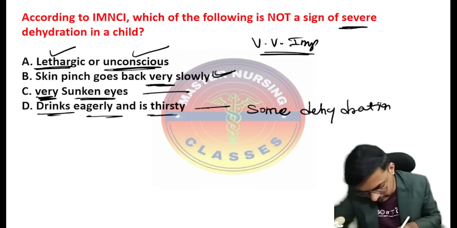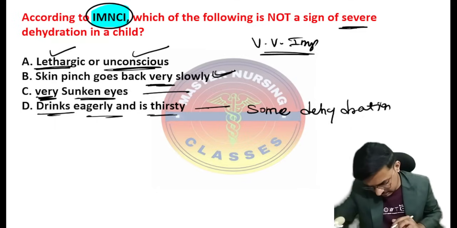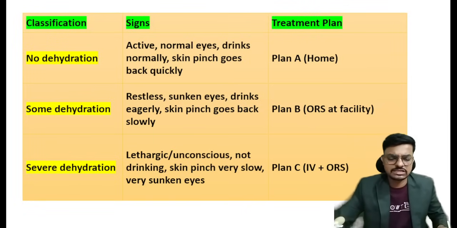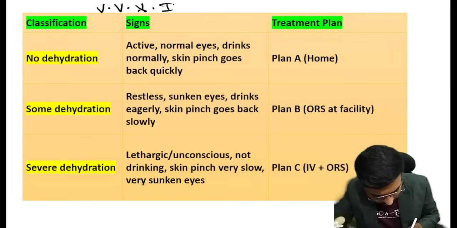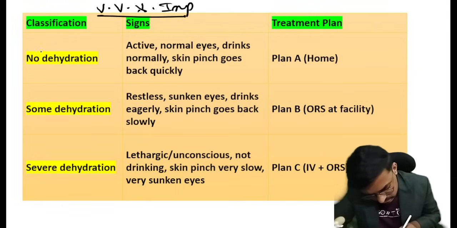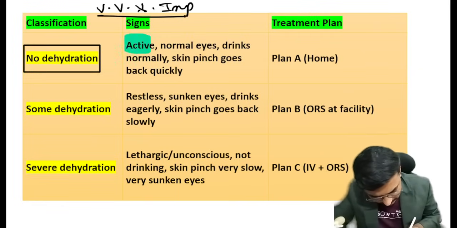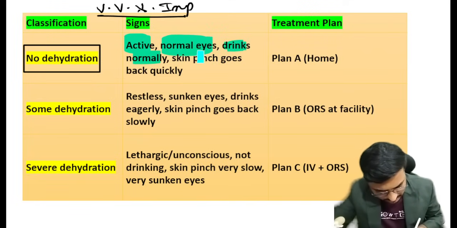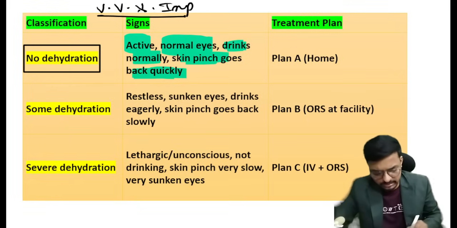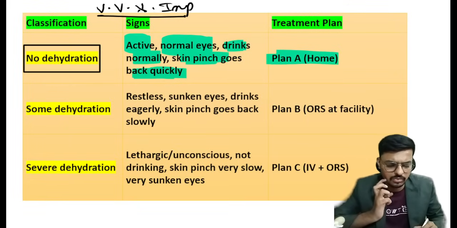According to the Integrated Management of Neonatal and Childhood Illnesses, we have three classifications of dehydration: no dehydration, some dehydration, and severe dehydration. Again very important for your exams. No dehydration means the child will be completely active and normal, no sunken eyes, drinks normally, and the skin pinch goes back quickly. We will just manage at home with plan A, encouraging oral fluids.